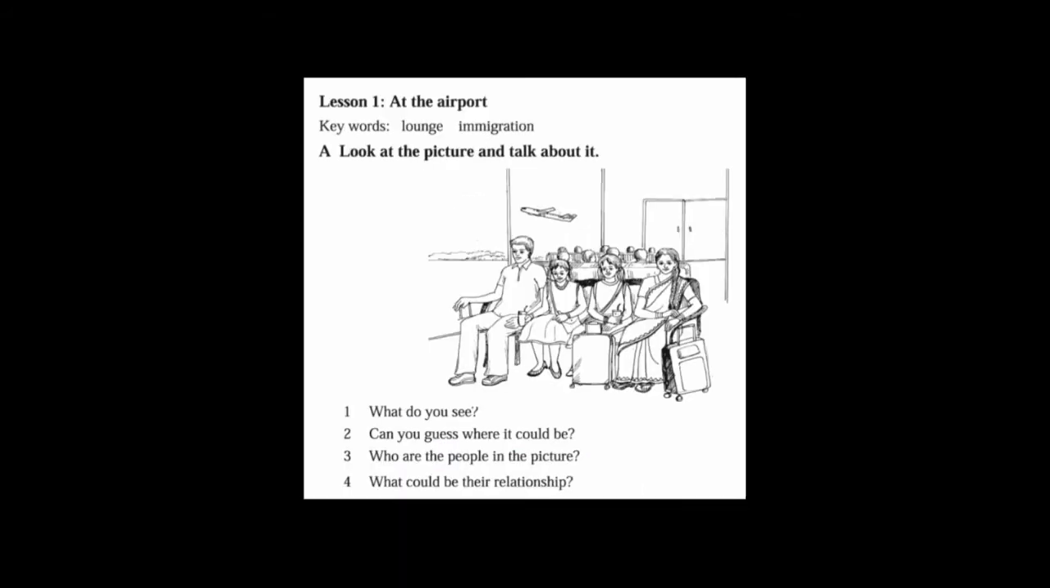My dear students, lesson 1, At the Airport, from Unit 6. There are 2 keywords we can see: lounge and immigration. A lounge is a room where passengers wait, so it's called a waiting room. Immigration, in Bangla it is called অভিবাসন, is simply the formalities for going abroad or coming from abroad.